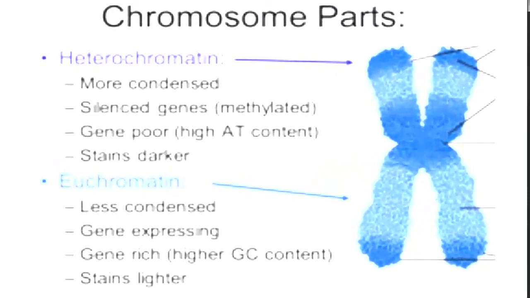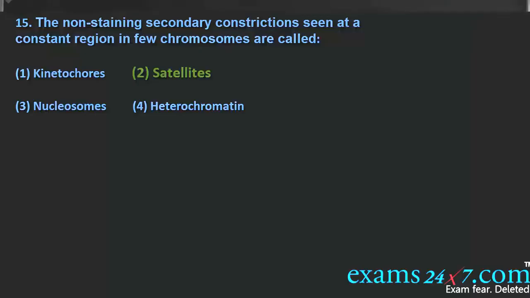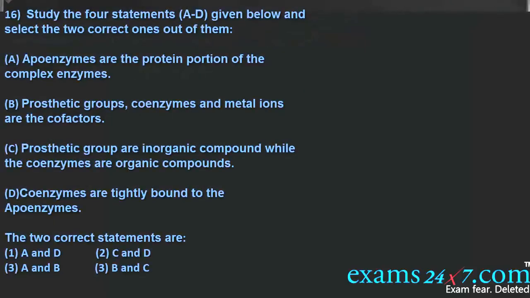I hope all of you know when we stain a prophase chromosome, we are going to see certain regions deeply stained, certain lightly stained. Deeply stained are genetically inactive regions and are called heterochromatin. Lightly stained regions are genetically active regions because they are less condensed and they are called euchromatin. The differential staining property of the chromosome due to the presence of heterochromatin and euchromatin areas of a prophase chromosome is called heteropyknosis. Now we move on to the next question.